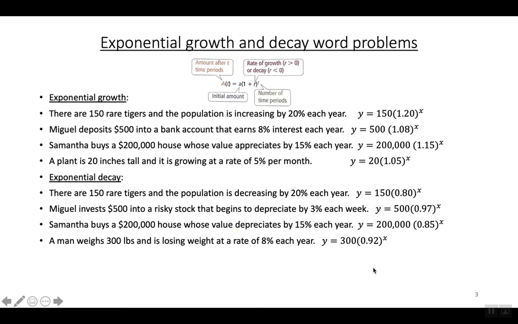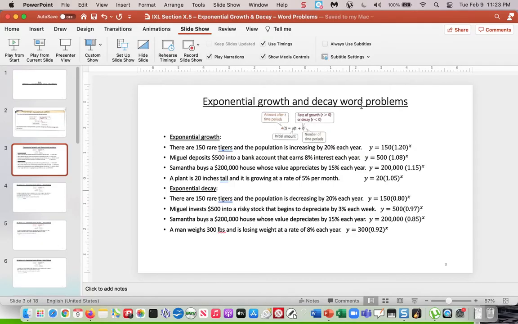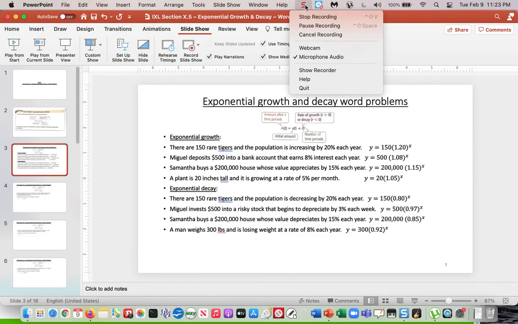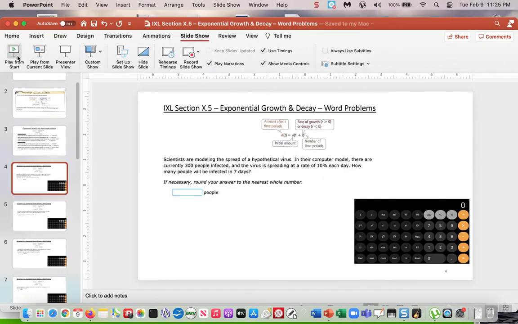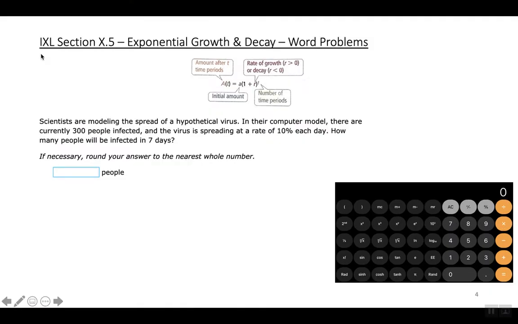Speaking of which, let me add a picture of a calculator. I meant to do that and I forgot to this PowerPoint. Just one second. Okay, I added my picture of a calculator and let's look at our first example.